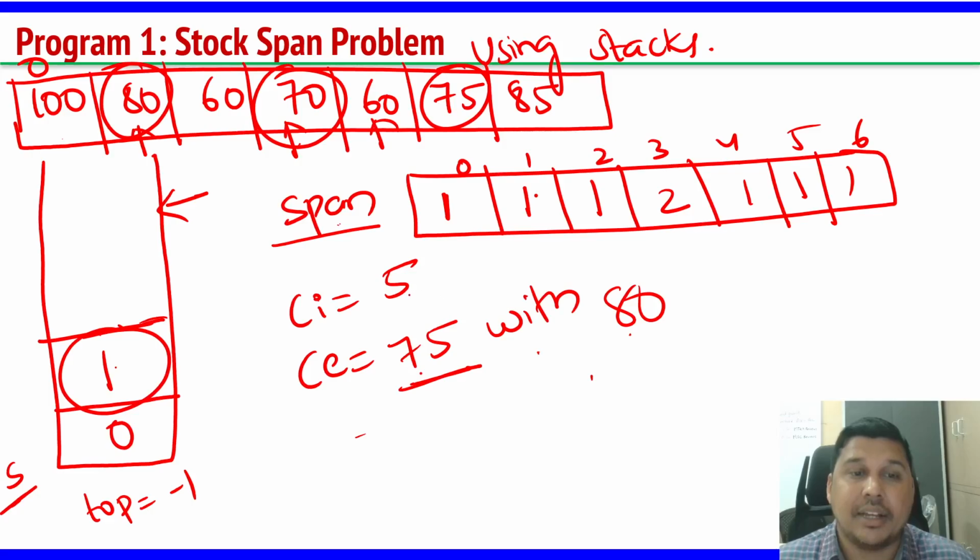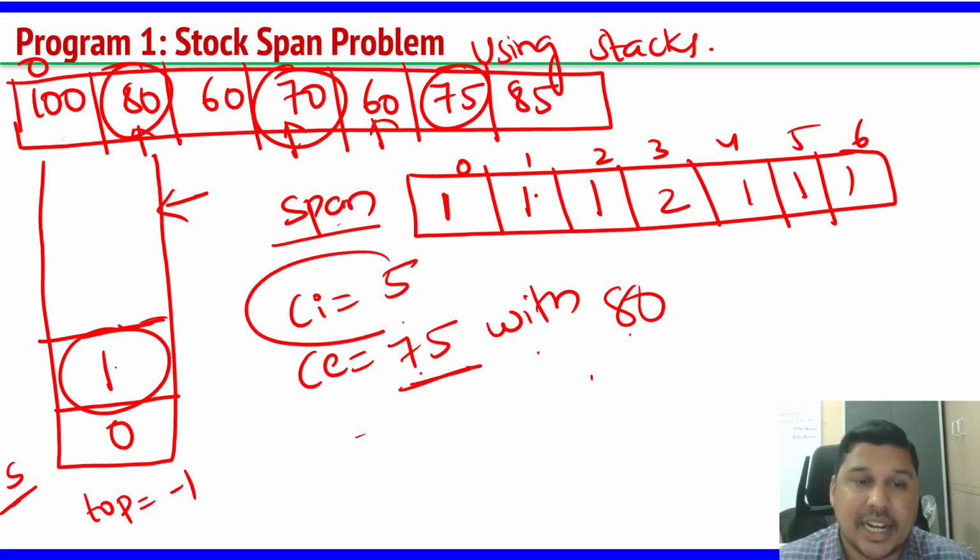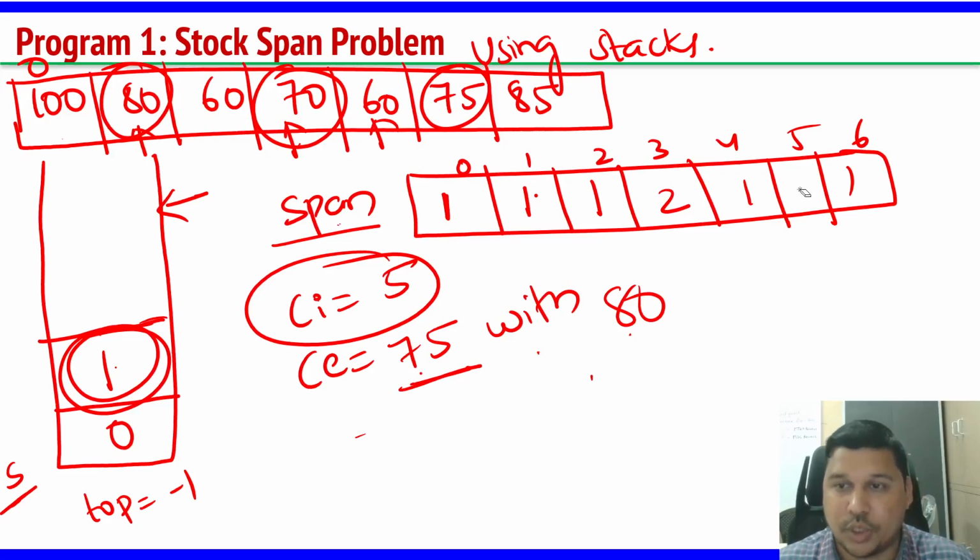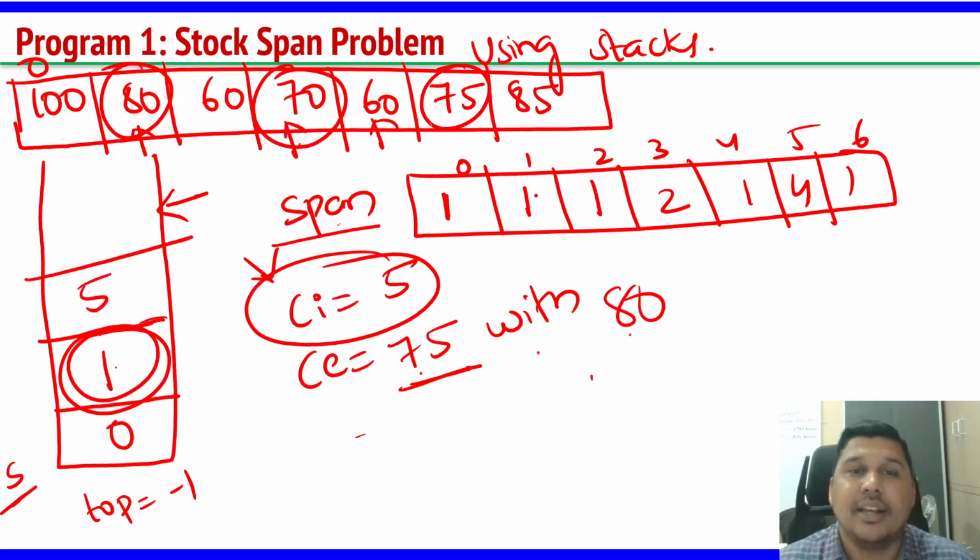So simply subtract the top of the stack value from the current index. Subtract them both. So this becomes 4 here. After that, what do I have to do? I have to insert the index value 5 here. Why? Whatever you are comparing, you have to insert it back.